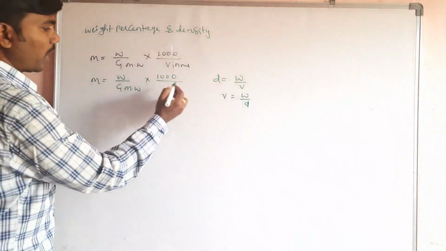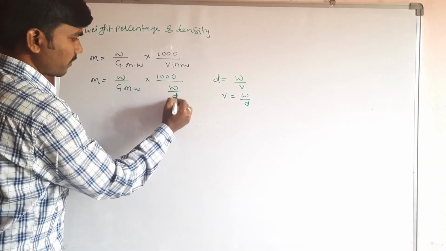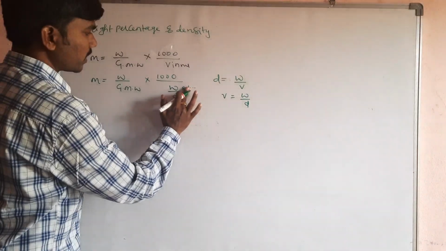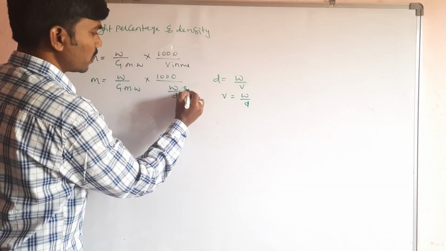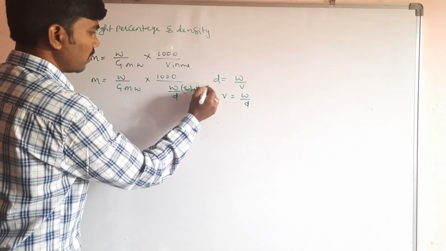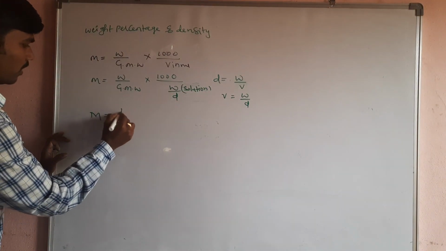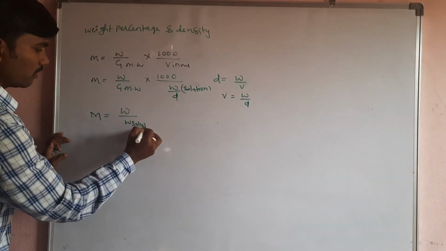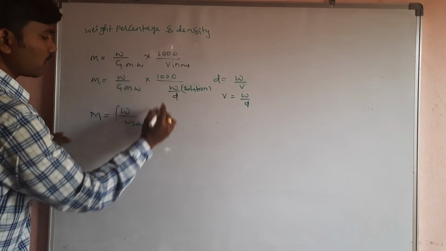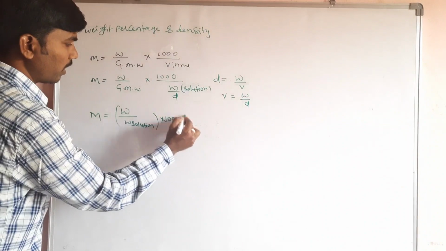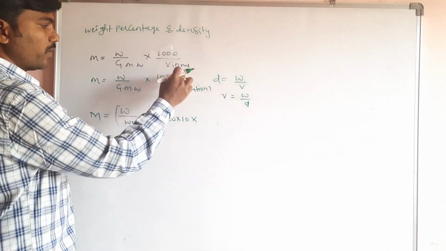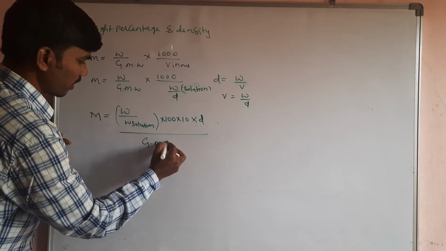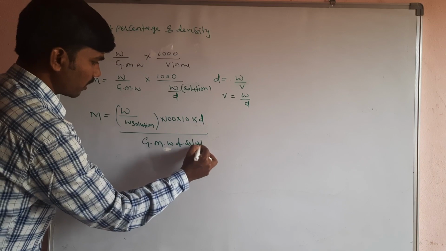Here weight stands for the solution weight. So molarity is equal to weight of the solution into 1000, which I am writing as 100 into 10, and this d is present in the denominator, so when you take it to the top side, it will come to the numerator. Then divided by gram molecular weight of the solute.